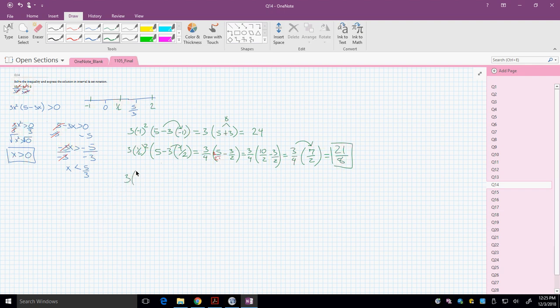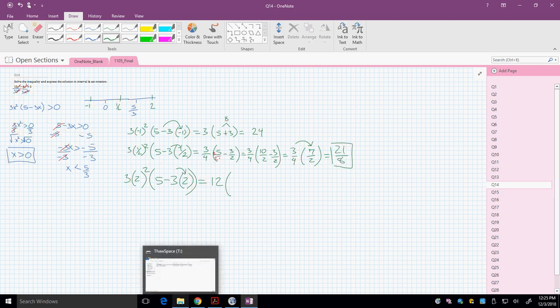The last one is going to be 2, so I have 2 squared. I have 5 minus 3 times 2. So 2 times 2 is 4, 3 times 4 is 12. And I have here 6, so it's going to give me 5 minus 6. So my final is going to be a negative 1, and the result is equal to negative 12.